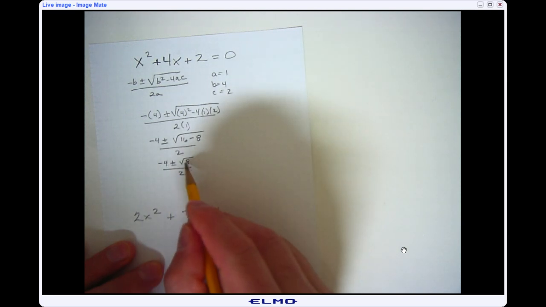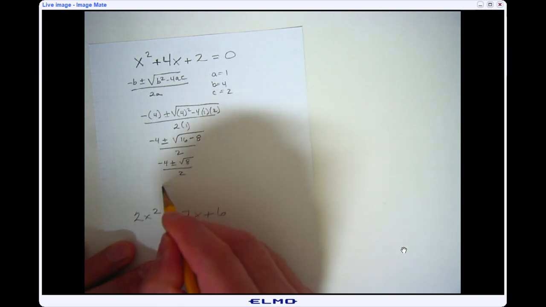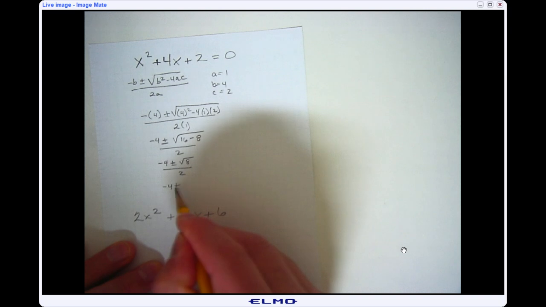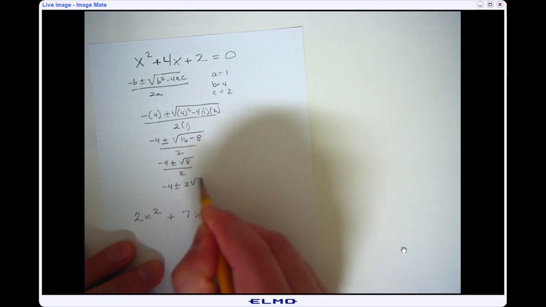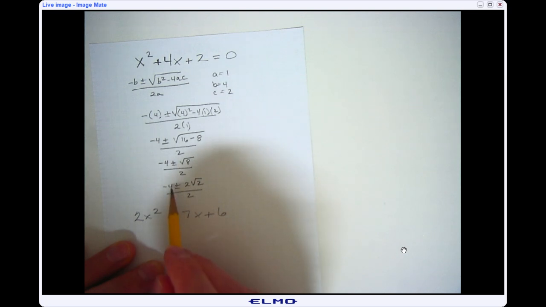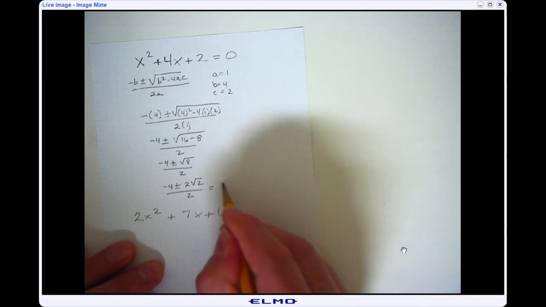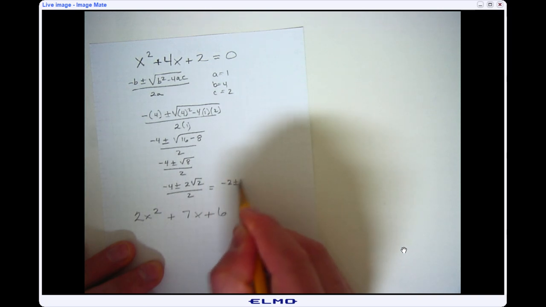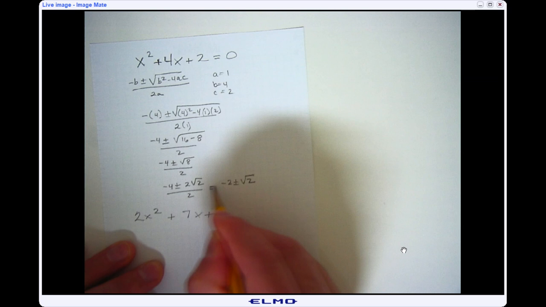simplify this some more. So if I take the radical and reduce it, square root of 8 is the same thing as saying 2 radical 2. So now I can divide all these by 2 and make this even more simplified. So it would be negative 2 plus or minus radical 2 would be my exact answer.